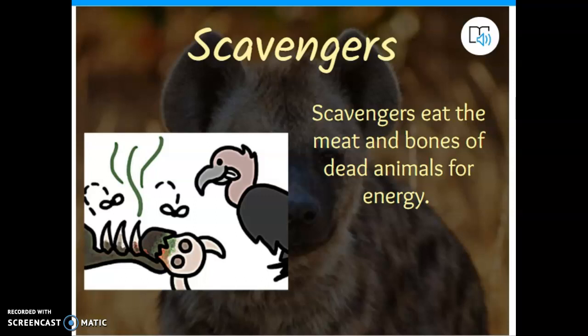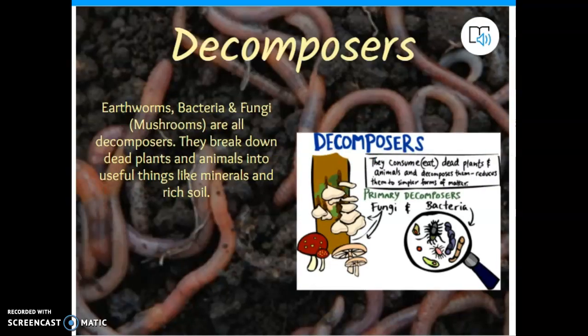Maybe a tree falls in the forest. Well, a scavenger's not going to come and eat the tree. Maybe a deer dies and nothing finds it in the forest. That's very possible. We need something else to break down those dead things, and that's going to be our decomposers.